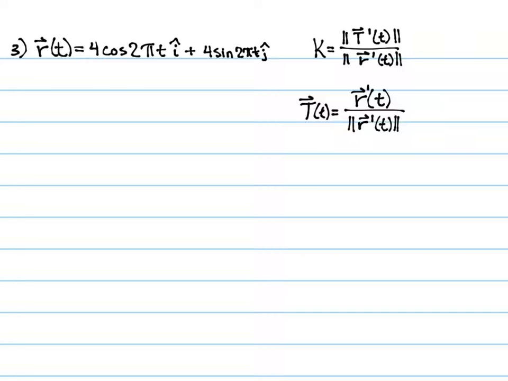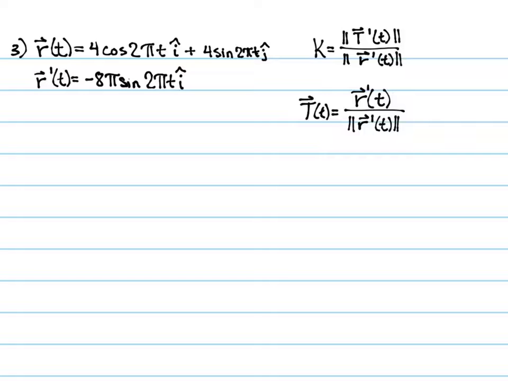And so what's the first thing I need to find? Yeah, I need to find the derivative of the position vector I'm given. So I need to find r prime of t. So what's the derivative of 4 cosine of 2 pi t i? Negative 8 pi cosine 2 pi t i. Wouldn't it be sine? Yes, sine. We'll fix that.